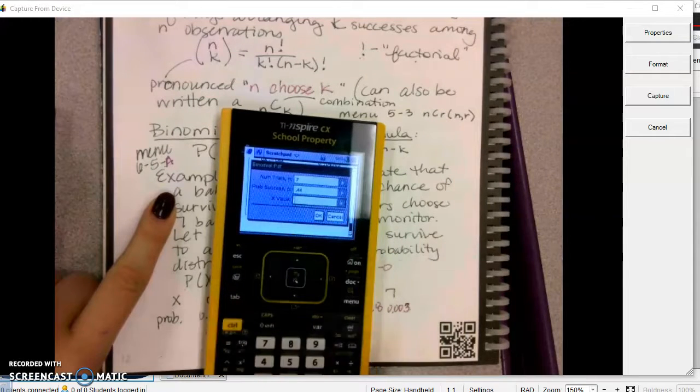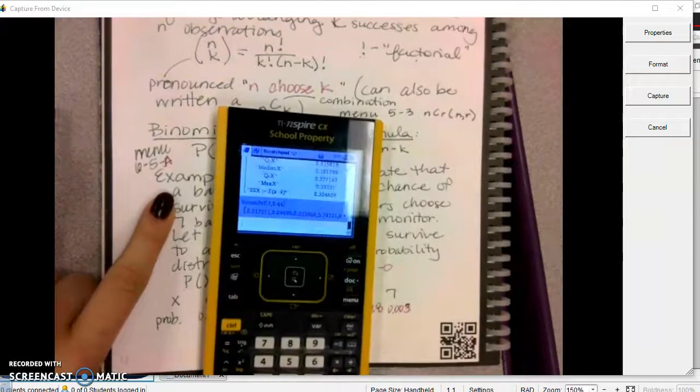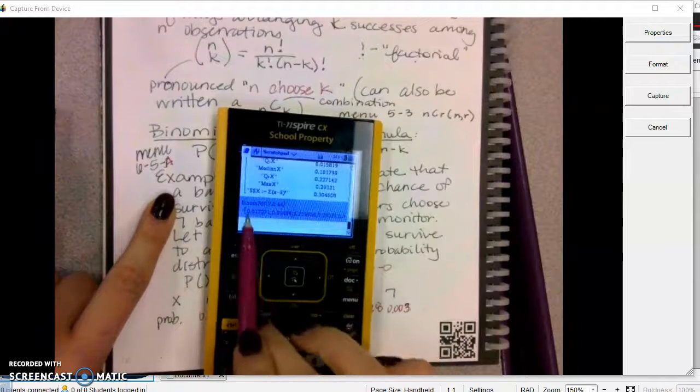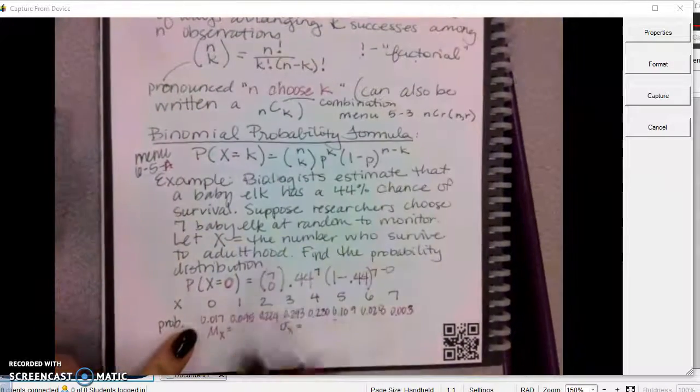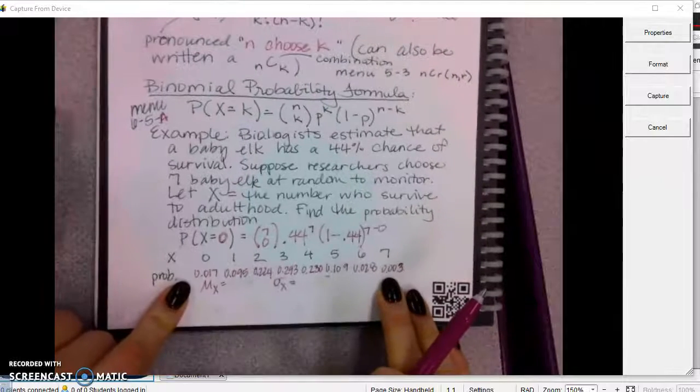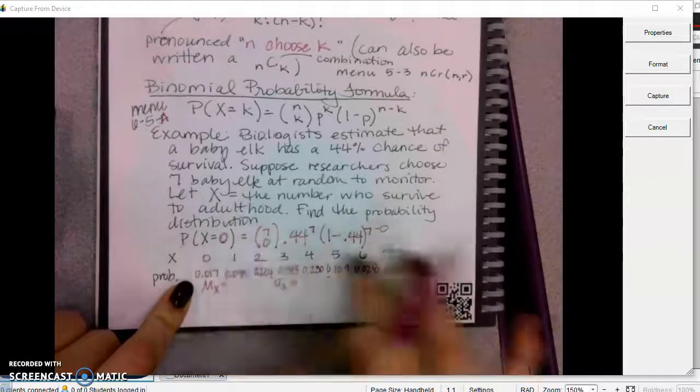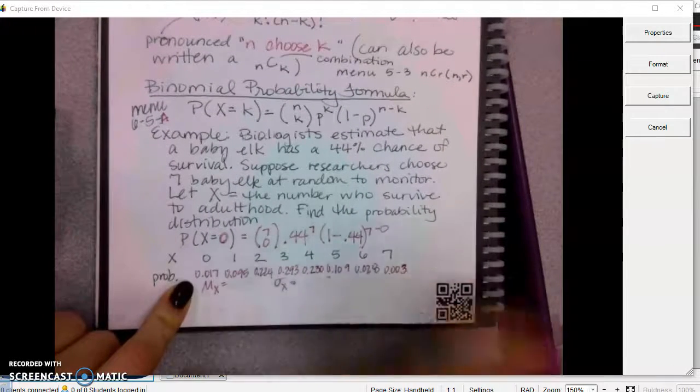If you want to find a certain X, so if you wanted to do 0, you could type it in there, or you can just leave it blank and it'll give you 0 successes, 1 success, 2 successes, 3 successes, and you end up getting this probability distribution here. So it'll automatically give it to you, and then we're going to come back and calculate these in just a second.